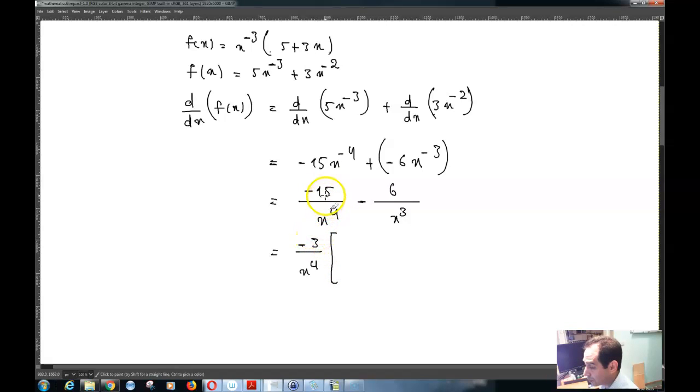basically 15 divided by 3 is equal to 5, and then negative divided by negative is positive, 6 divided by 3 is equal to 2, and x raised to the power 3 over x raised to the power 4 is equal to 1 over x, which is basically 1 over x raised to the power 3 divided by 1 over x raised to the power 4, which is equal to 1 over x raised to the power 3 times x raised to the power 4, which is equal to x. So that would be, for example, the derivative of your function.